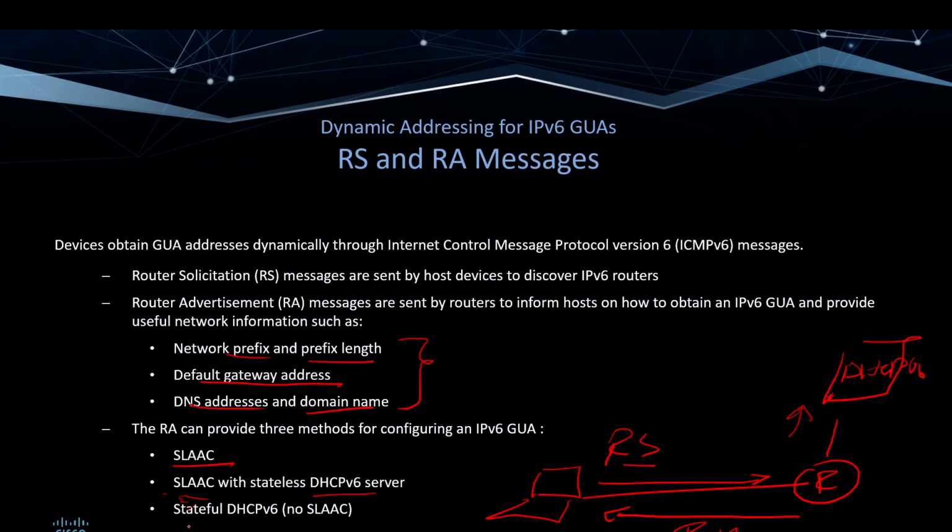And the last option is stateful DHCP. The host contacts the DHCP server and gets all the information from there. It's called stateful DHCPv6, and there is no SLAAC.